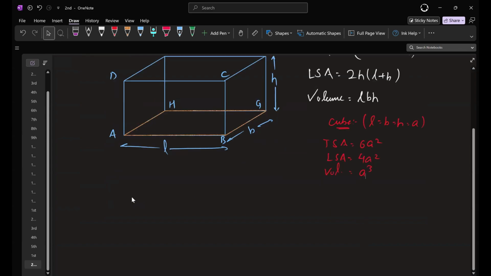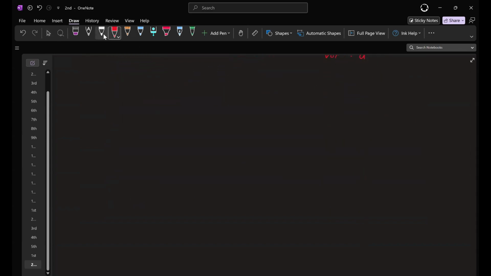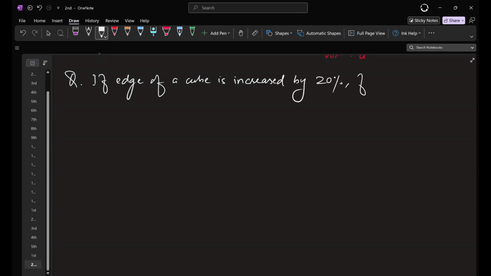Now, let's do one question. If the edge of a cube is increased by 20%, find the percent change in its part A, TSA, and part B, volume. Would you like to try this question? Okay, go ahead.